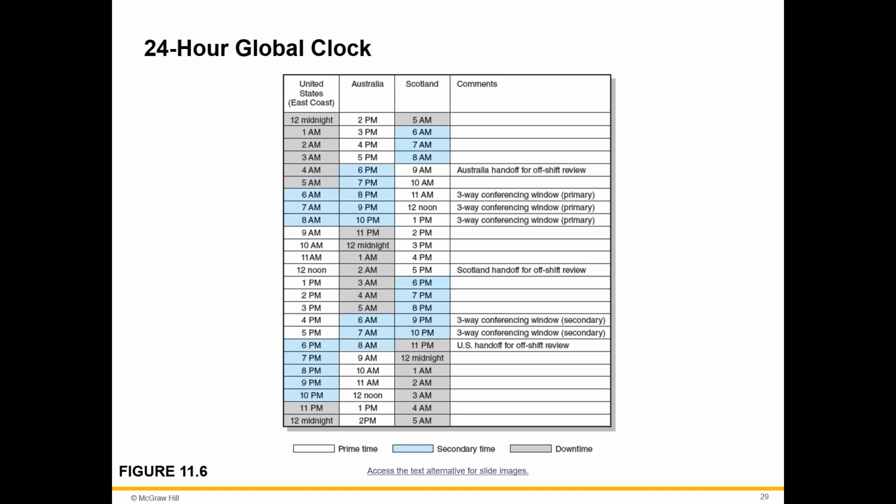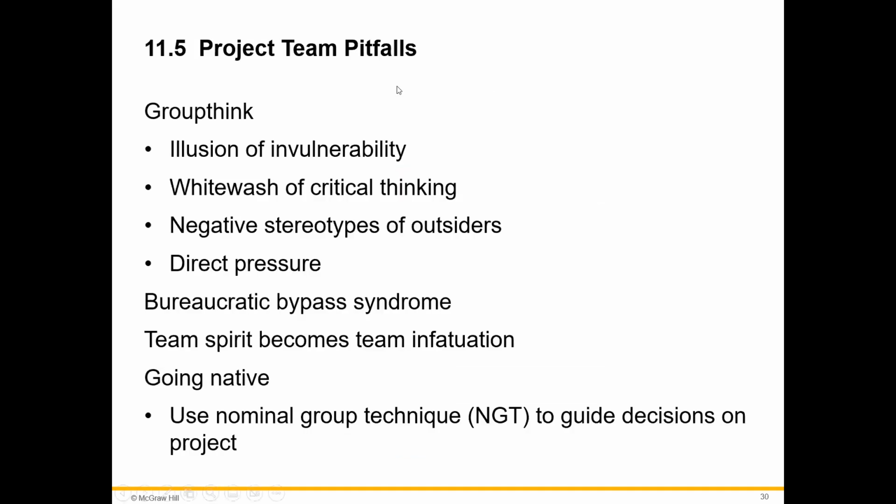And in project pitfalls, what would happen is that sometimes we have something called groupthink, which gives you an illusion that you're invulnerable, but you are not, because a lot of times if you do not think like the team, you can be held accountable for it. Some people may whitewash the item altogether. There will be critical thinking of it. Sometimes there will be some scenarios or issues that will be negative.